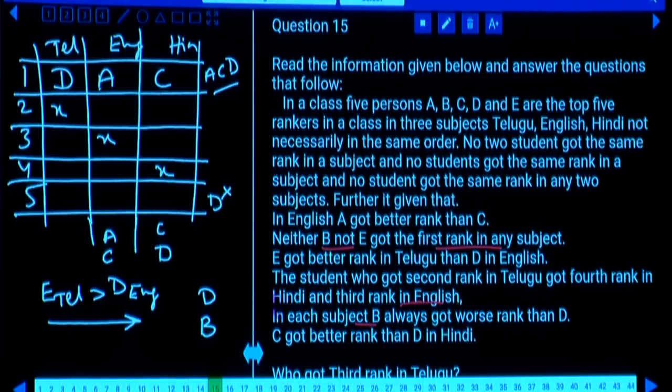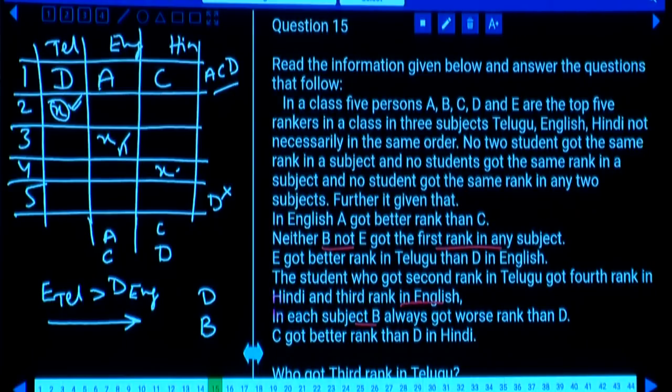As D, A and C were finalized, now we need to find out what should be the value of this, and who should come at this place. X. Can D come at this place? Whoever the person at this place is, the same person must be repeated in all three cases. Can D be at this place or not? No. Why? Because D already got first rank and no person got two ranks in a subject. Hence D cannot be here.